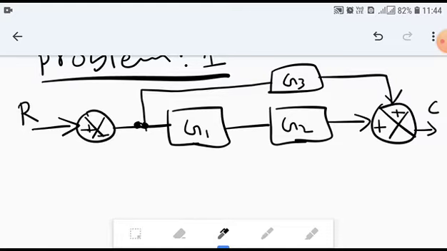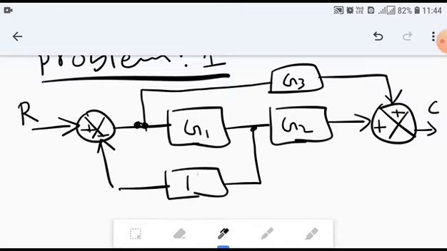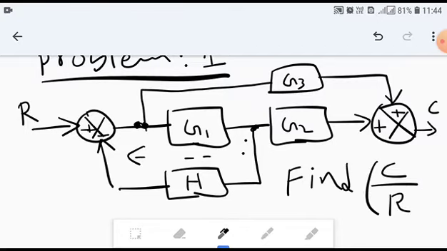and between G1 and G2 we have H. This is feedback because from output it is coming back towards the input, that's why it is called feedback. So this is the given problem and they are asking to find the transfer function, which is nothing but C by R, output by input, we have to find for the given block diagram.